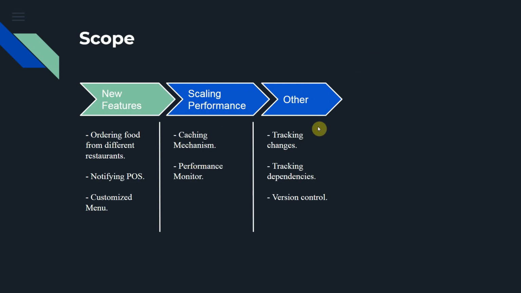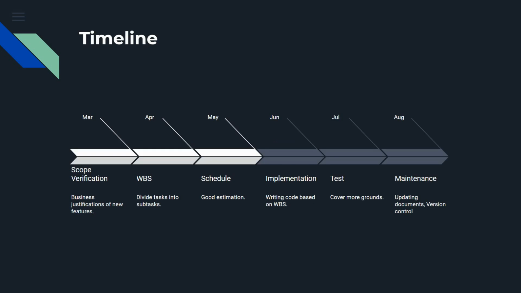As for other issues, tracking changes is about being able to always fall back to my previous plan if something goes wrong, which is why I'm introducing the version control system Git. And tracking dependency is about not breaking the old stuff when I'm introducing the new stuff. That's pretty much about my scope.